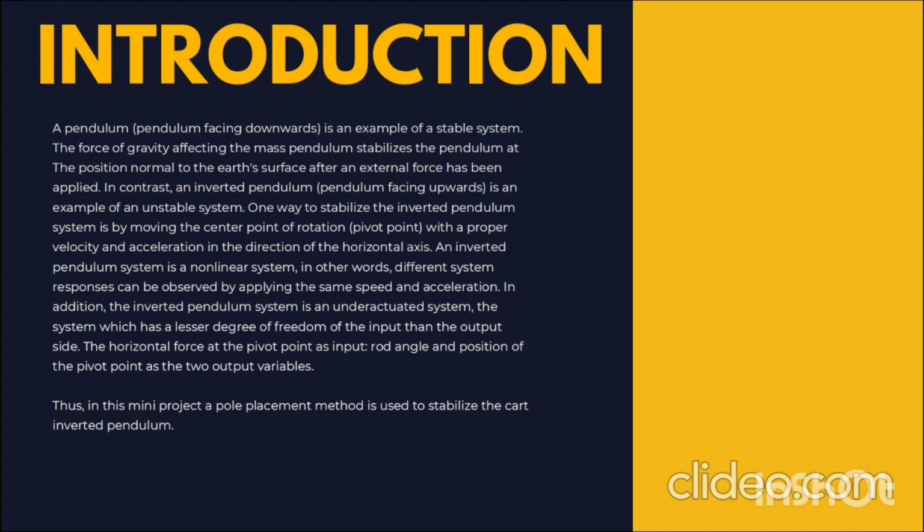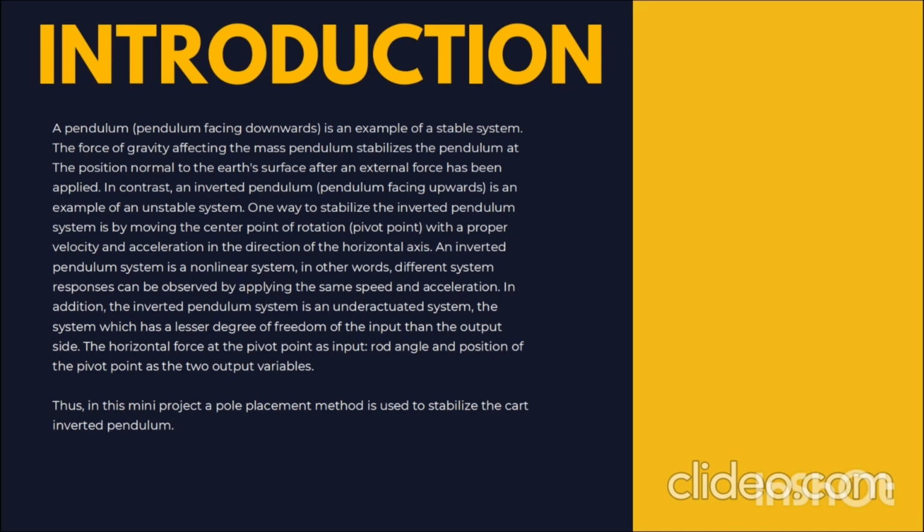So basically, a pendulum facing downward is an example of a stable system. The force of gravity affecting the mass pendulum stabilizes the pendulum at the position normal to the Earth's surface after an external force has been applied. In contrast, an inverted pendulum, or pendulum facing upward, is an example of an unstable system.